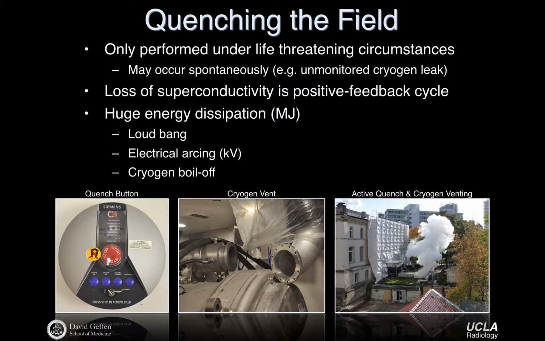So this loss of superconductivity is a positive feedback cycle. What's basically happening when you hit that quench button is you're introducing a conventional resistor into that circuit that leads to resistive heating. That heats up the nearby superconducting elements. They get warm and resistive, and pretty soon the whole magnet is warming up, and you've blown your 2,000 liters of helium literally out the cryogen vent and then out the side of your building, up to outer space, gone forever. So again, it's a pretty serious thing to quench it. You do it if you have to, of course, but only if it's so-called life-threatening.